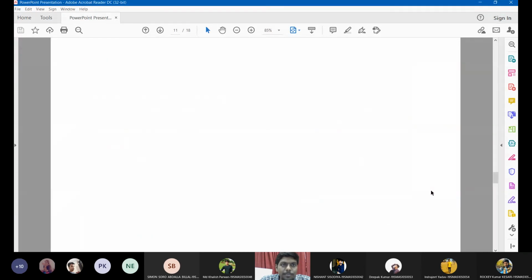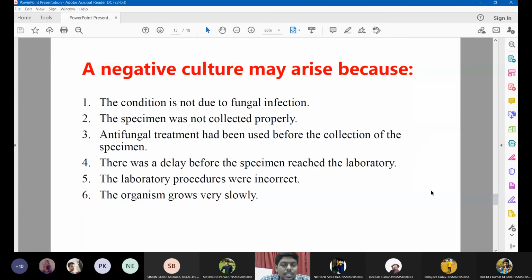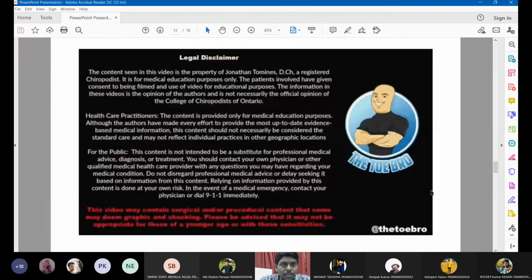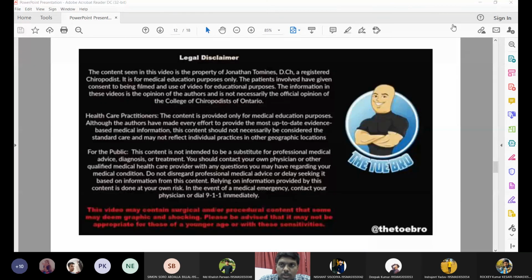That's it. Then last and final are the reasons for getting a negative report, which include that the patient does not have any fungal infection, or the specimen was collected improperly. The patient may be using antifungal agents. There is a delay in the specimen reaching the laboratory, or SOPs were not followed, or the fungus is growing very slowly. So these might be the reasons for getting a negative report in the lab. So this is all about the fourth experiment, students. I will show you a few YouTube videos on collection of the three samples, then we can end this lab.